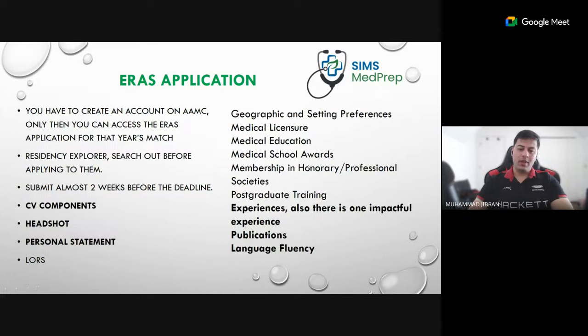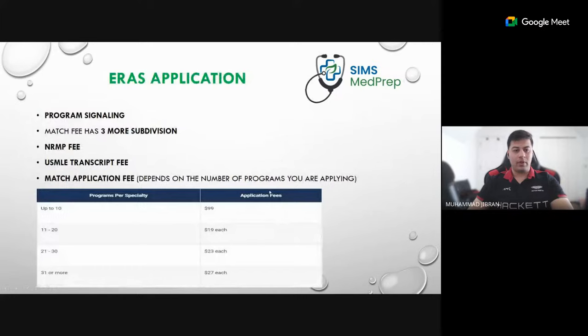So they mention that as well, especially for the programs that have fellowships in them. Also, you can mention your postgraduate training in your country if you're done with it already. And experiences also: there's one impactful experience that you can mention in your CV that changed your course of actions, that changed your life, that really impacted your life in a real way. And you can mention publications, your languages, and that's how.